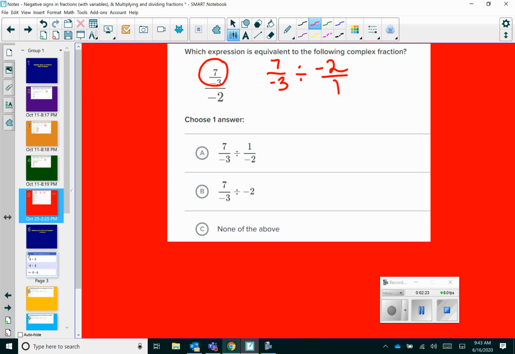So if you take a look at answer choice A, I can see right away that it's incorrect because they did your keep, change, flip step. But remember, when you do keep, change, flip, your division should be multiplication. And here they did not change that. So that would not be correct. If you look at answer choice B, it looks just like mine, except I put -2 over 1. So answer choice B would be the correct answer here. And this is what we call a complex fraction. It's basically just a fraction division problem.